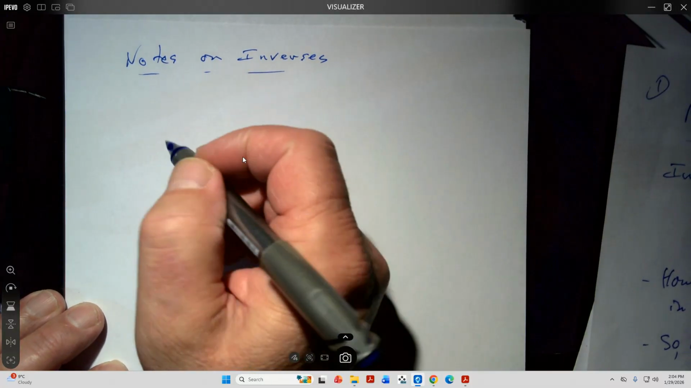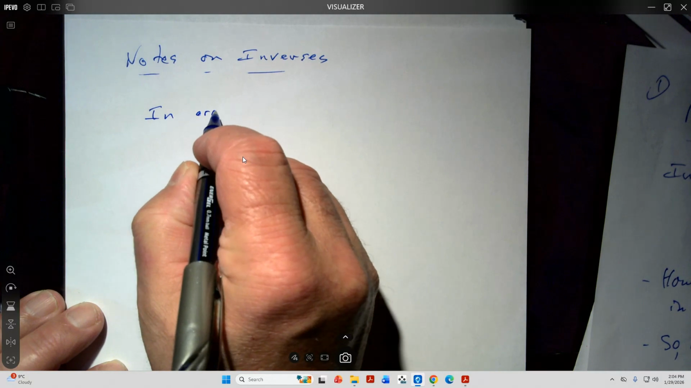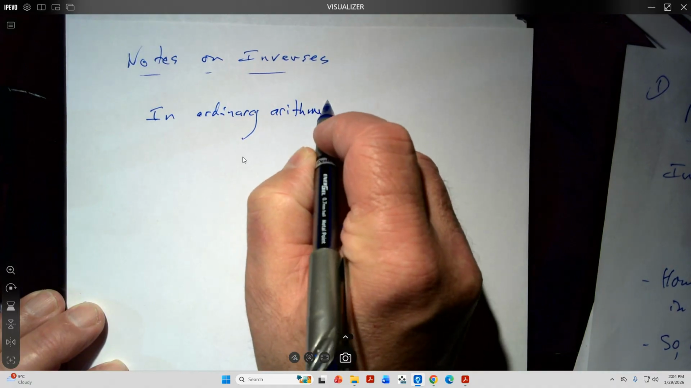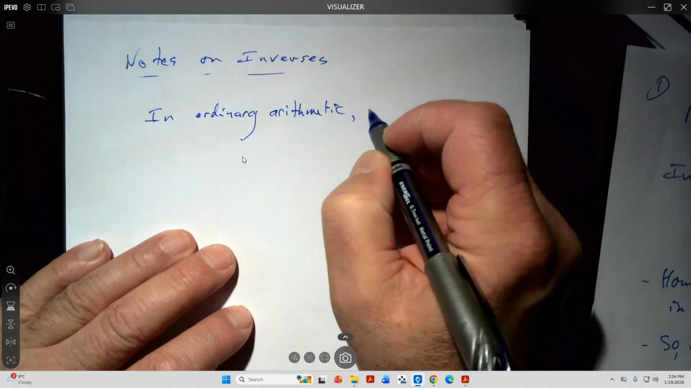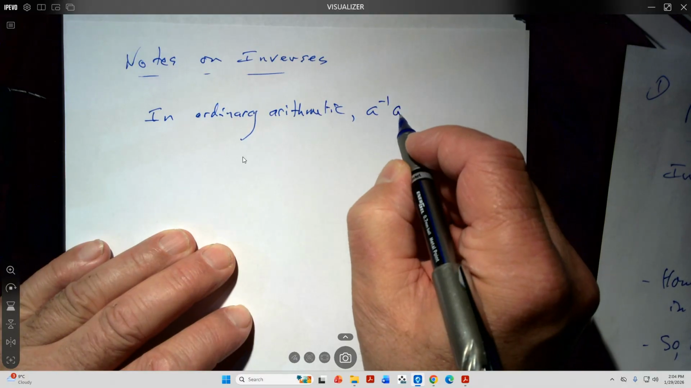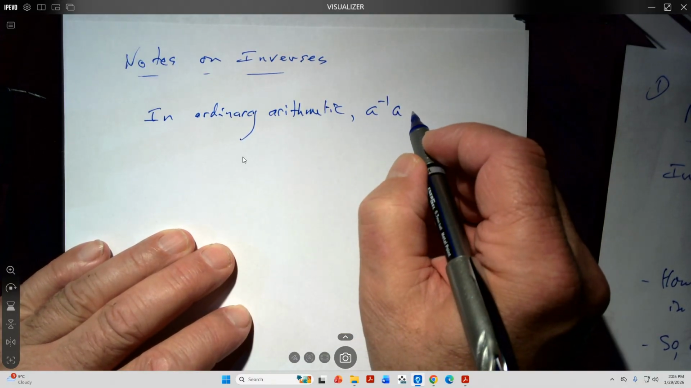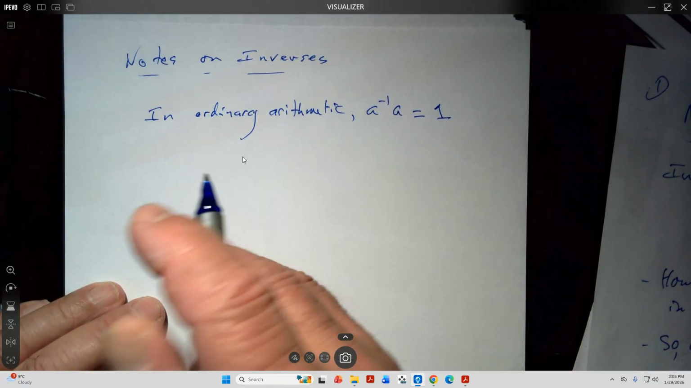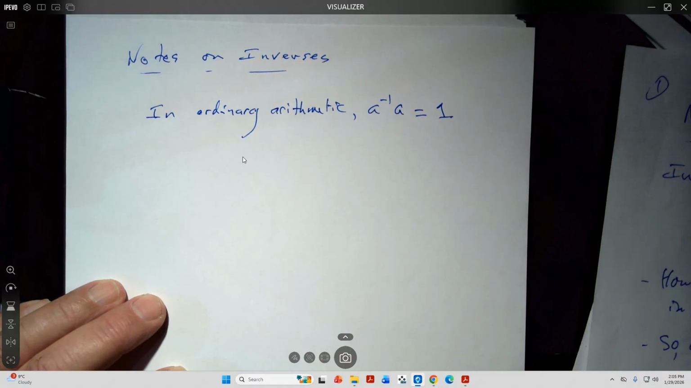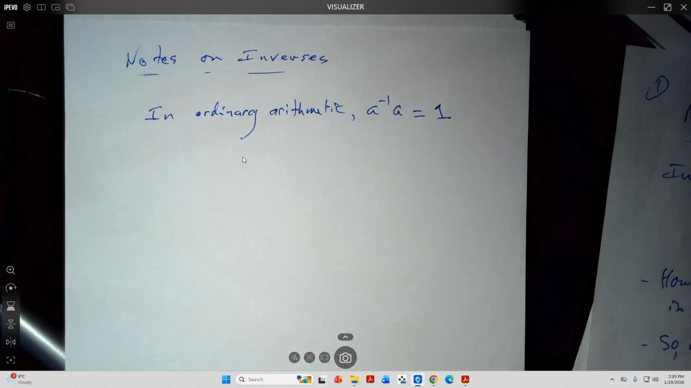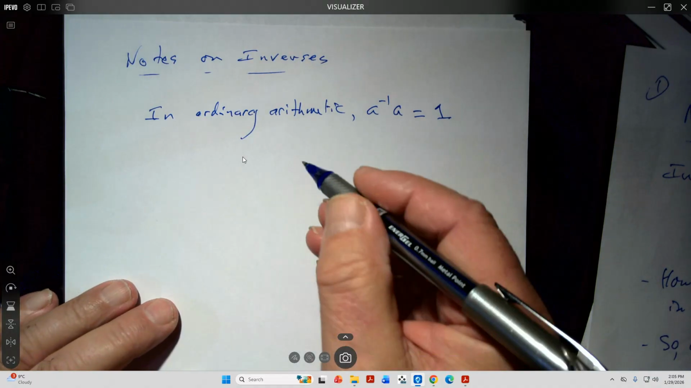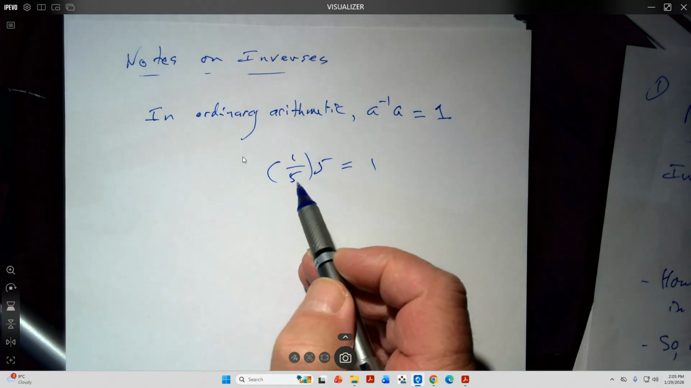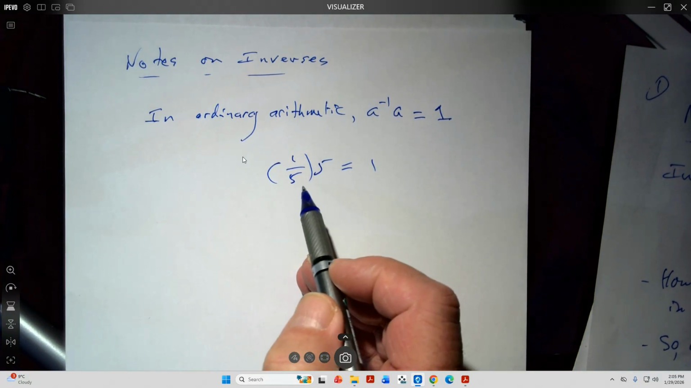So in ordinary arithmetic, we have A inverse times A, which gives us unity. So one undoes the other. So for example, now just with arithmetic, we're not doing calculus. Of course, there are functions that undo other functions. But here we're just simply talking about arithmetic, for example, 1/5 times 5 equals 1. Now that's the problem right here with modular arithmetic.